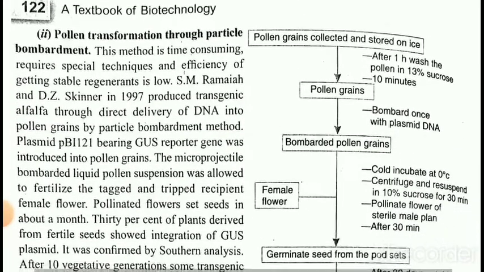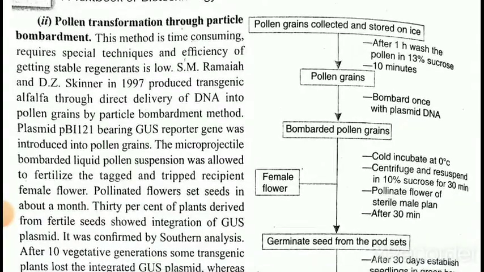2. Pollen transformation through particle bombardment. This method is time-consuming, requires special techniques, and the efficiency of getting stable regenerants is low. S. M. Ramaiya and D. Z. Skinner in 1997 produced transgenic alfalfa through direct delivery of DNA into pollen grains by particle bombardment method. Plasmid pBI121 bearing GUS reporter gene was introduced into pollen grains. The microprojectile-bombarded liquid pollen suspension was allowed to fertilize the tagged and tripped recipient female flower.